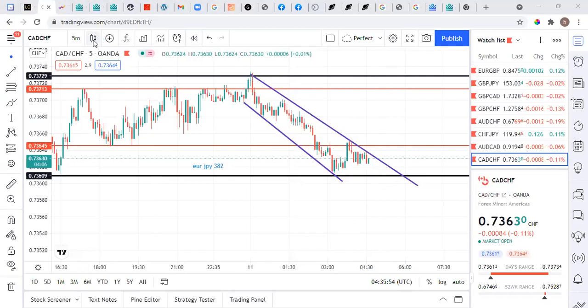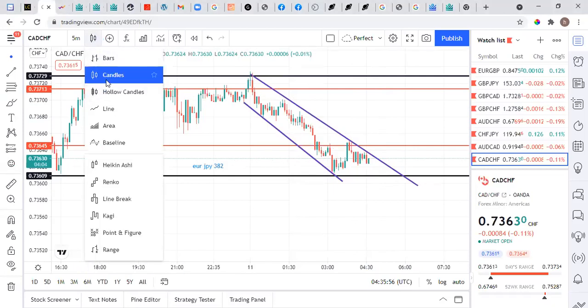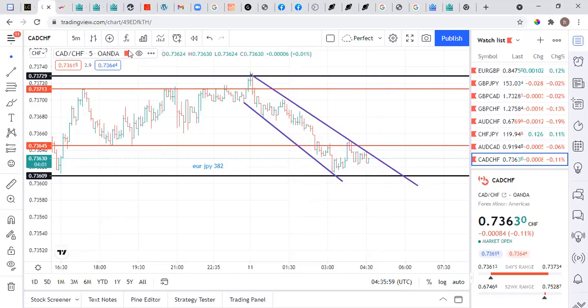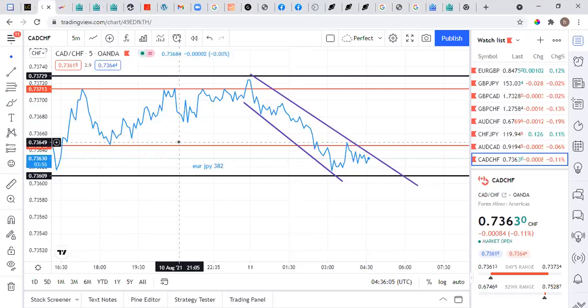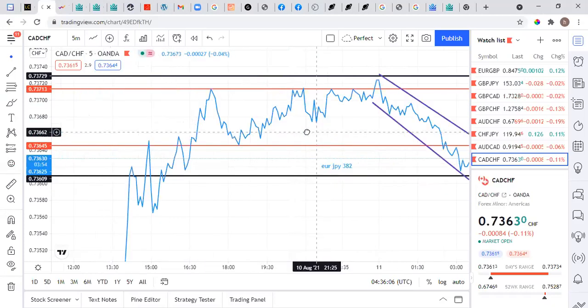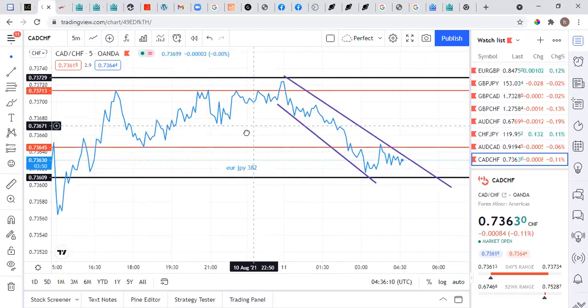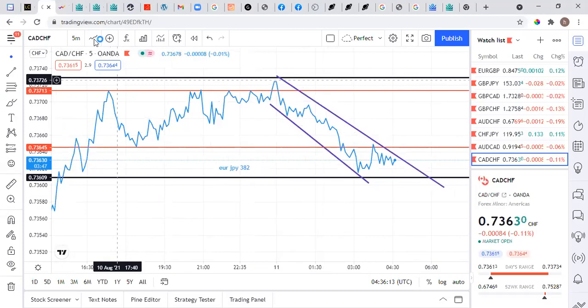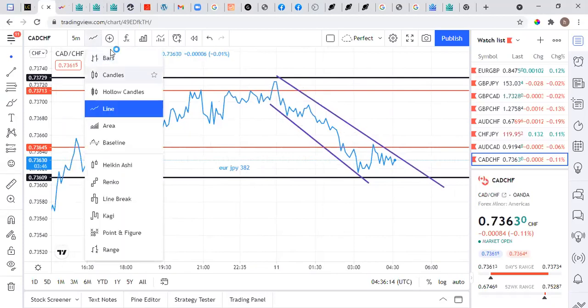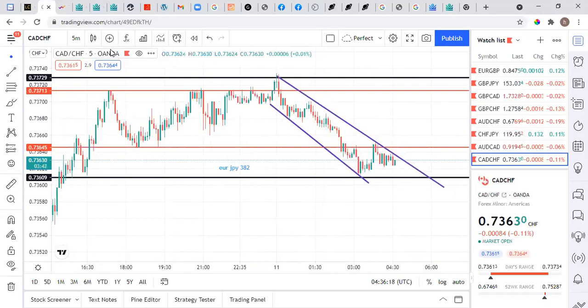So this changes the candle outlook. It can be bars, it can be lines. These lines look like your broker's, right? Yeah, you can always change this, but you don't need to leave it as the candles.